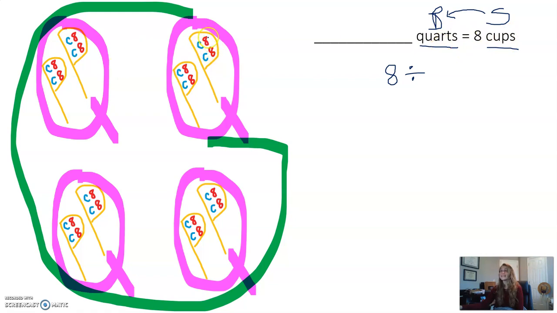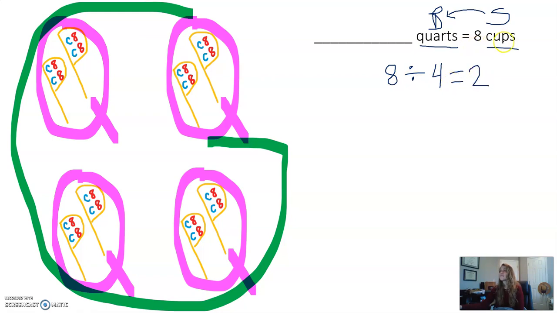All right, so let's figure out how many cups are in a quart. Inside of 1 quart, we can see there are 1, 2, 3, 4. There are 4 cups. So I'm going to take my 8 and divide by 4. 8 divided by 4 equals 2.